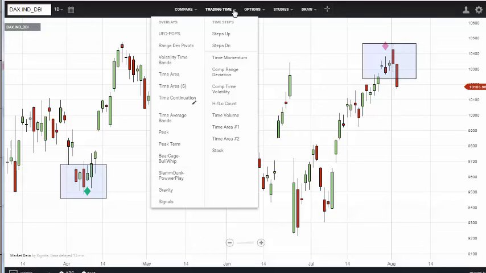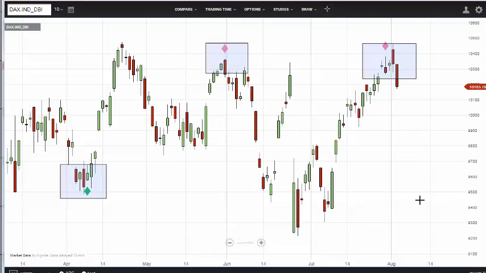And what I've called up here is the time continuation study. And if I show you the chart, there's three rectangles there. There's one buy signal shown by a green diamond, and then a pink diamond a few weeks later in June, and then we had another signal a couple of days ago which was slightly premature, but now the market is starting to understand that we're beginning a down move.